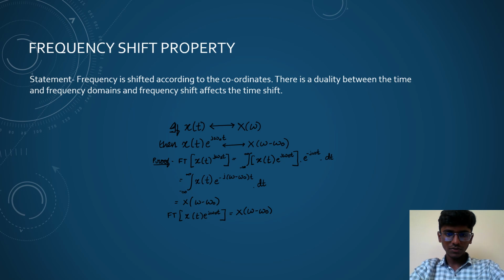We can see that the Fourier transform of x of t into e power j omega naught t is equal to the integral from minus infinity to infinity of x of t into e power j omega naught t into e power minus j omega t dt, as the Fourier transform allows. Which implies the integration from minus infinity to infinity of x of t into e power minus j, where we take e power minus j t common, into the remaining terms of omega minus omega naught. Hence, we can prove the frequency shift property.